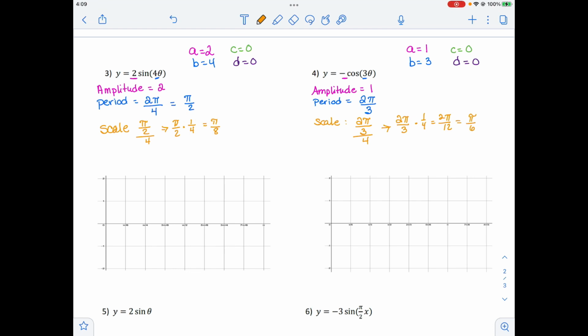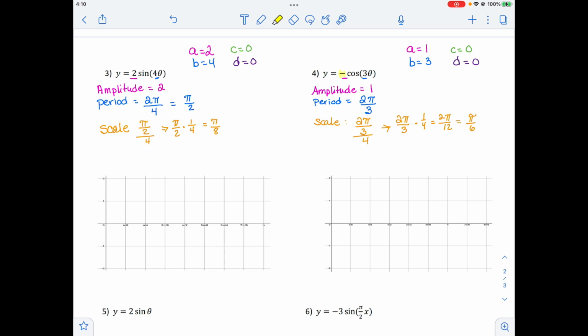So for 3 and 4, I found my amplitude, my period, and my scale for each of those. I do want you to notice that there is a negative sign in front of this cosine one. And when it's negative, that means that we're going to actually start at the minimum. So we'll talk about that when we graph.